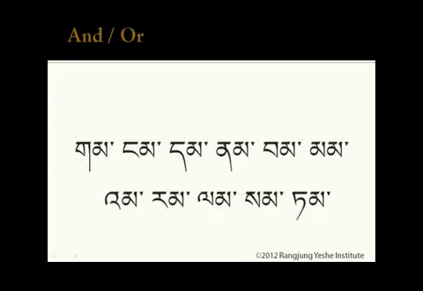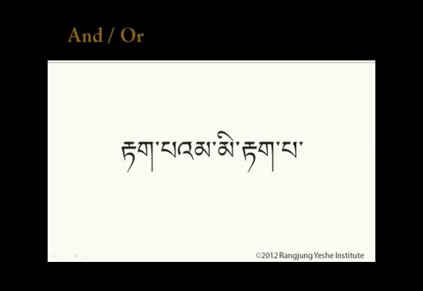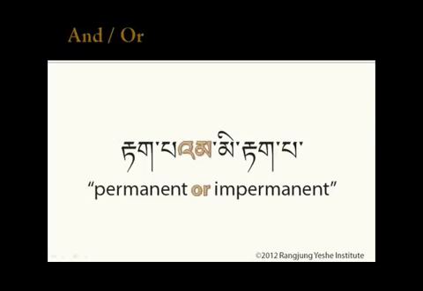There are also 11 particles that can be used to indicate "or" and "and," depending on context. They are gum, ngum, dum, num, bum, mum, rum, lum, sum, and tum. They match the suffix letter of the preceding syllable. If there's no suffix, the particle is am, and if there is a post-suffix da, the particle is tum. For example, takba mi takba, permanent or impermanent.